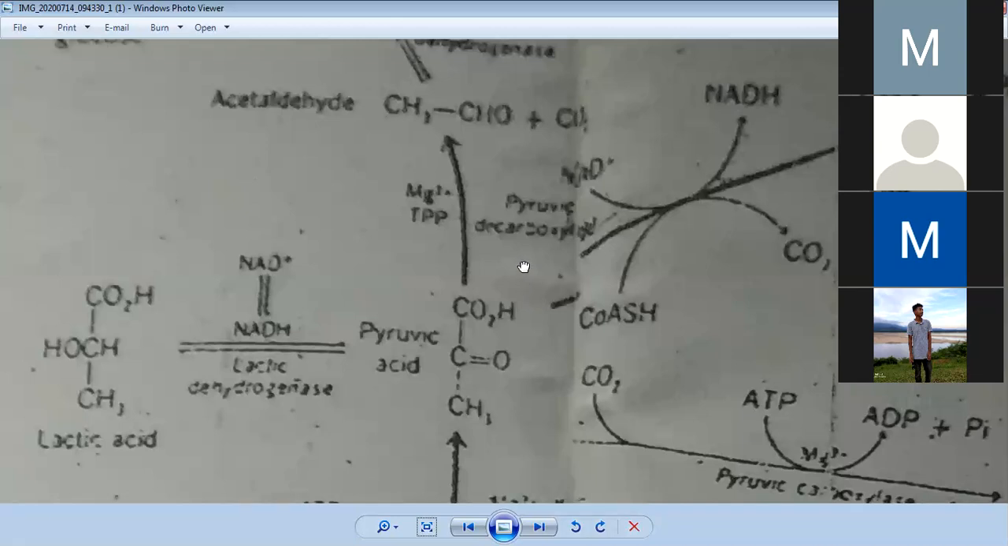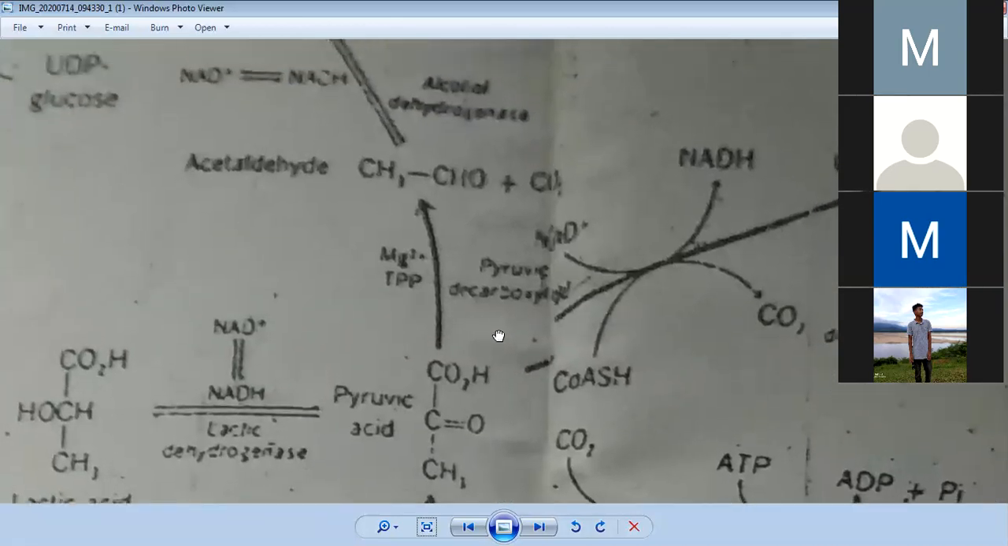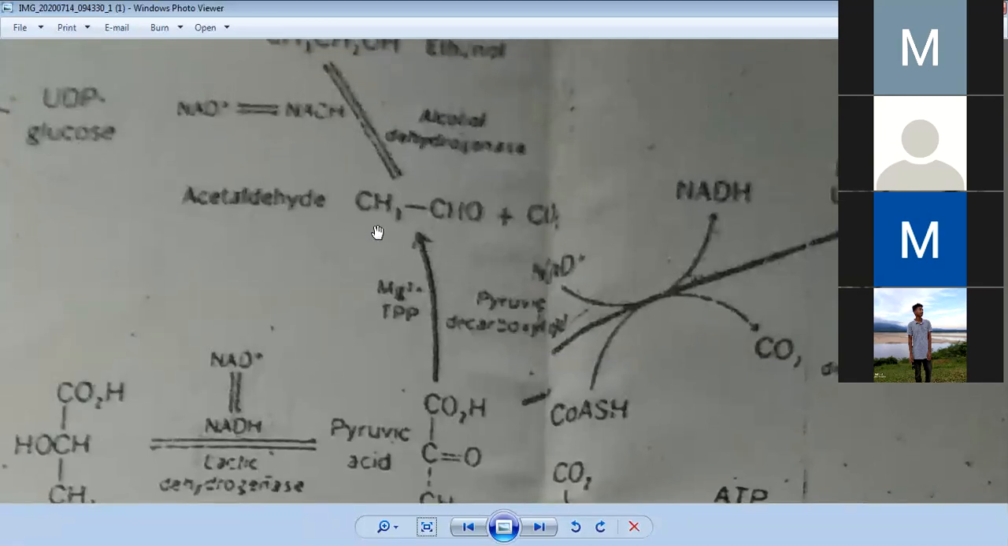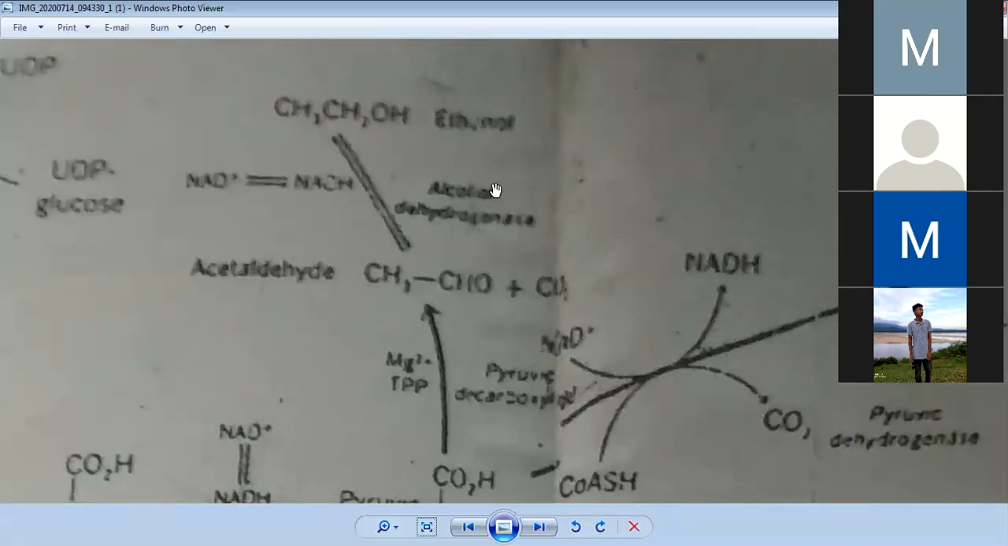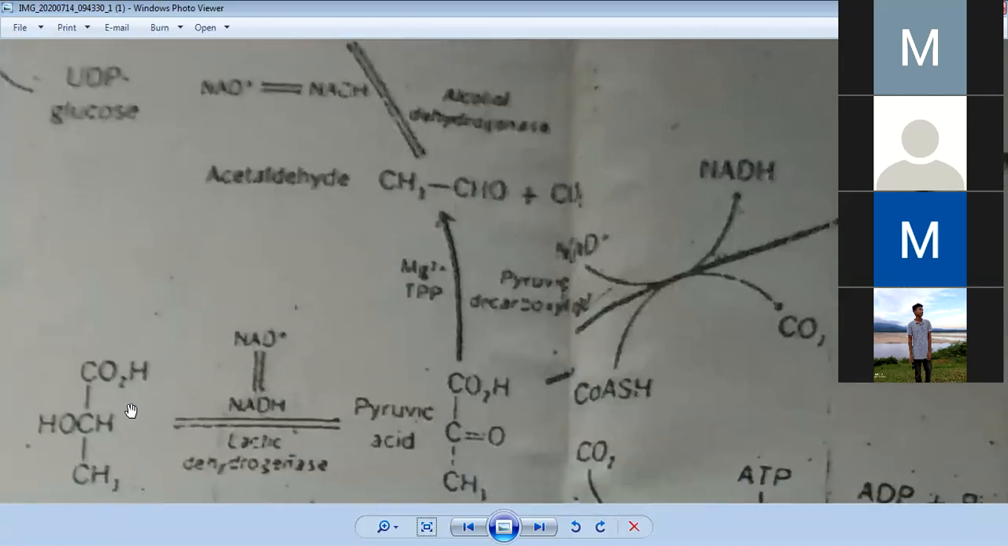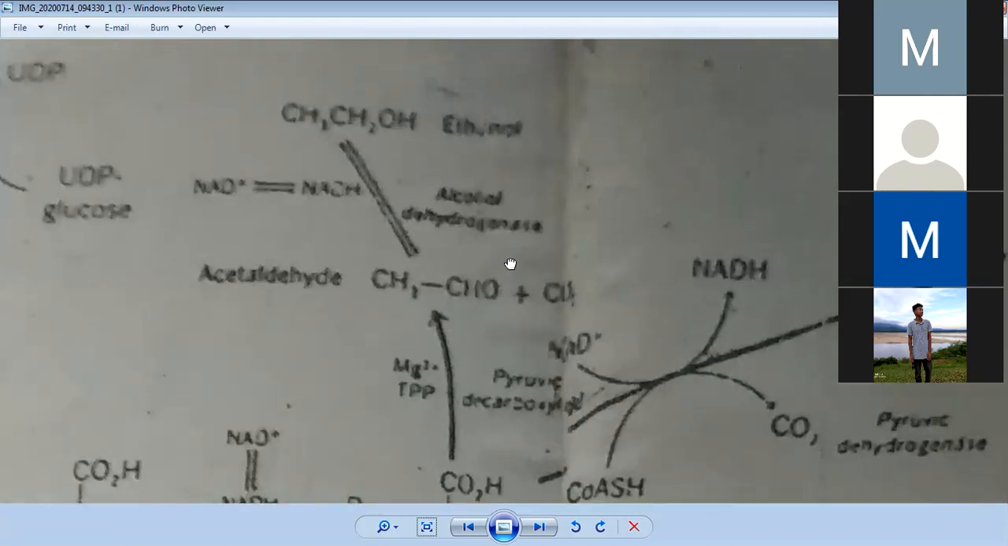Then there is another way for pyruvic acid. Pyruvic acid can be converted into acetaldehyde. Okay, and the acetaldehyde, by alcohol dehydrogenase, can produce ethanol. In the same way, one NADH will be used here. Okay, so these are the two ways for anaerobic. Either they can produce lactic acid or they can produce ethanol.